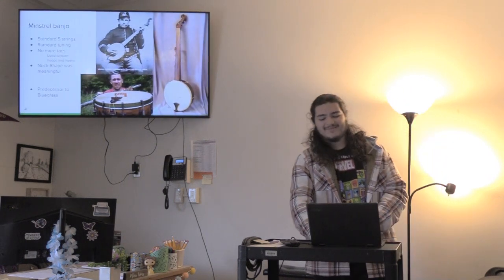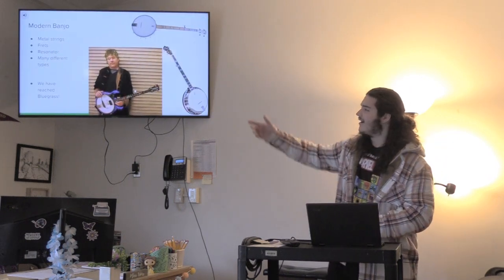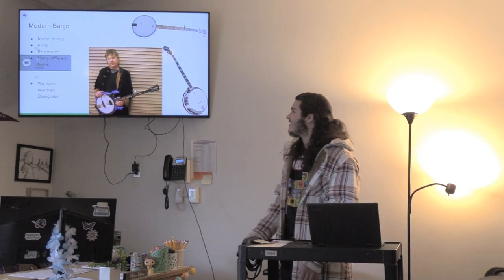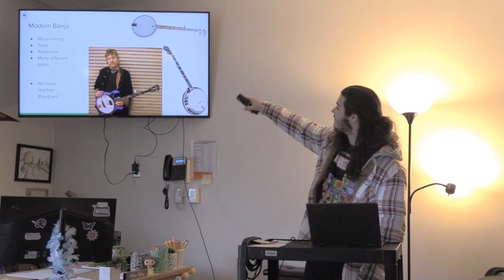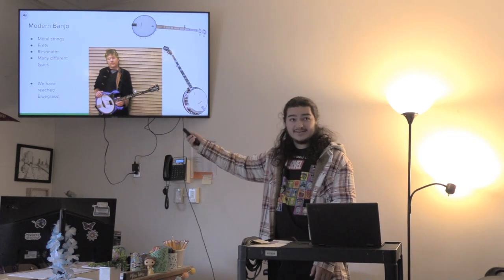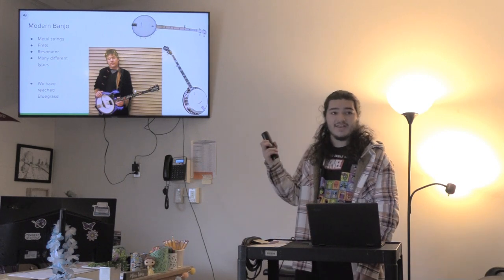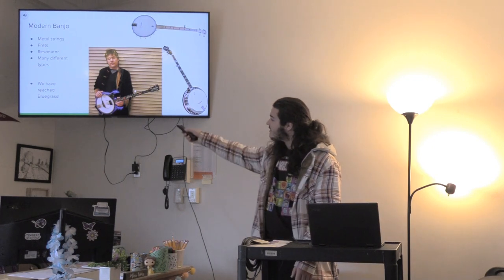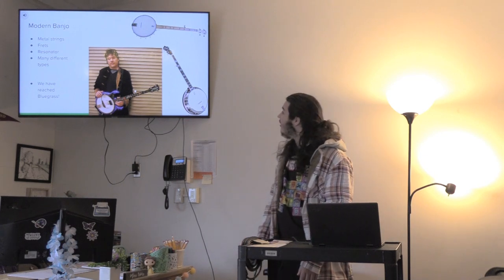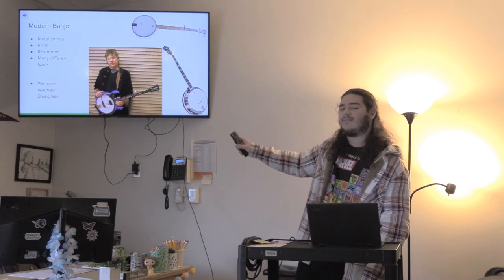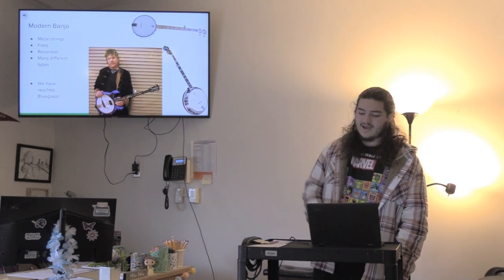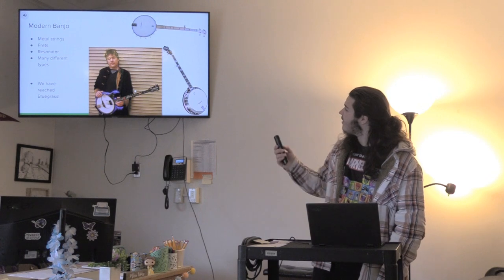Next we go to the modern banjo. Now it's got metal strings, it's got frets, you can see the frets, you get the resonator over there, a bunch of different types. We have now reached bluegrass, as you can tell. This is Foggy Mountain Breakdown. That right there is Béla Fleck. He actually has an electric banjo, which is pretty cool. His signature banjo that you can buy is $22,000. There's a violin playing, but that's the modern day banjo.